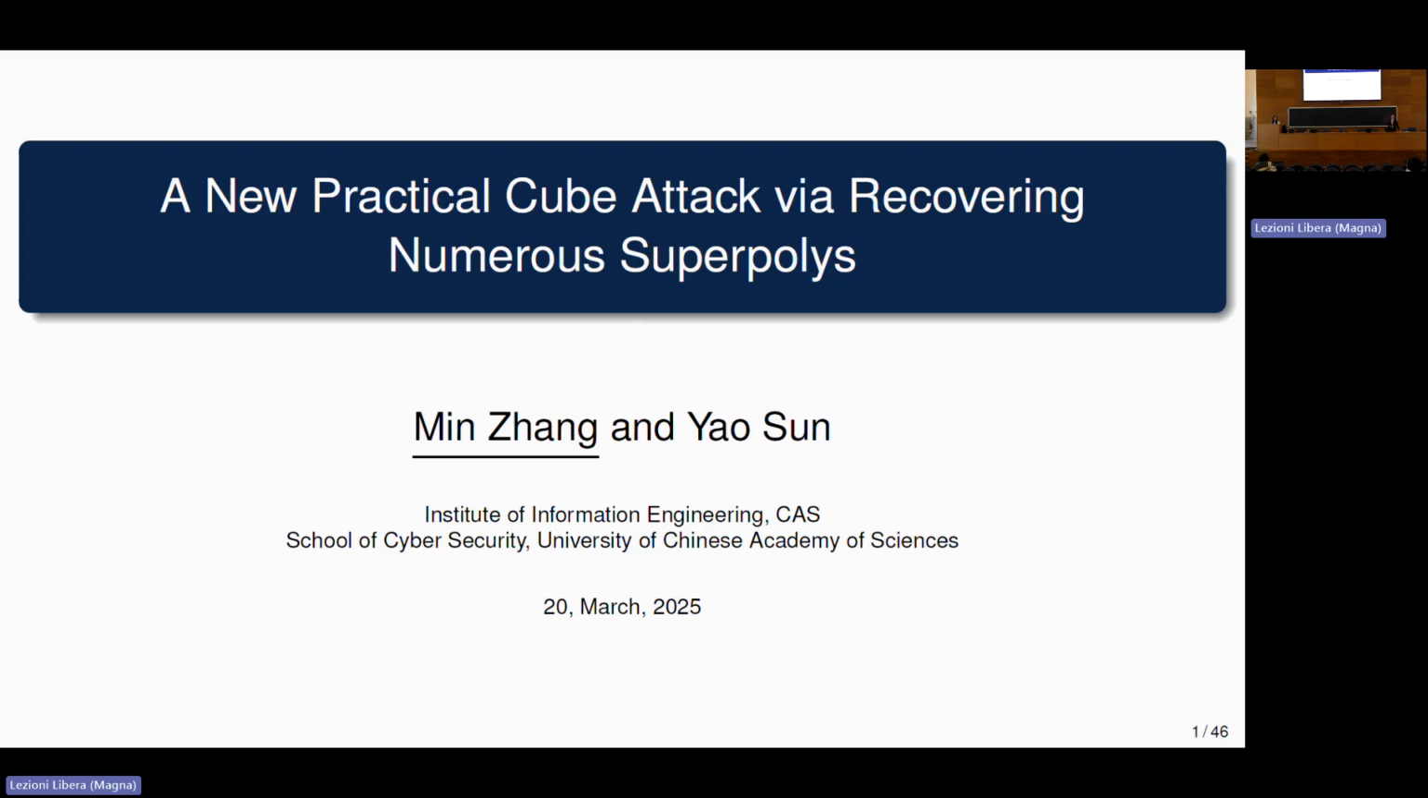Right, welcome back to the final session of the day. It's a session about cube attacks, which will have two talks in it. The first one is about a new practical cube attack via recovering numerous superpolys. It's authored by Minjiang and Yao Sun, and Min will give the talk.